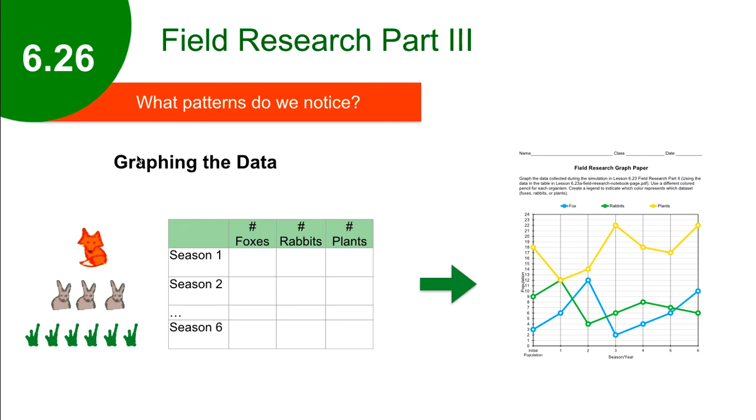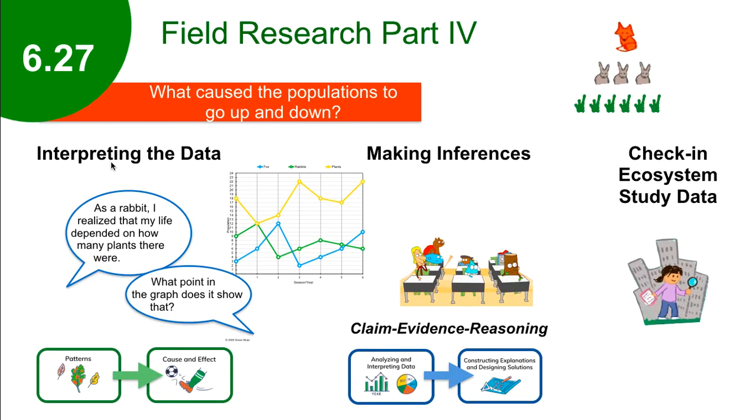In Lesson 26, we return to our kinesthetic model and we take our data and create a graph. We allow the whole period for everyone to complete the graph, but if your class is faster, you can move on to the next lesson. After students create the graph, they wonder what caused the populations to go up and down. For example, if a student narrates their own personal experience in the model, the other student might ask where on the graph it shows that event.